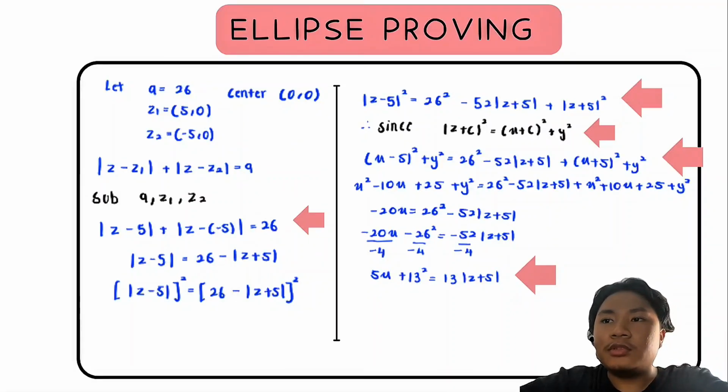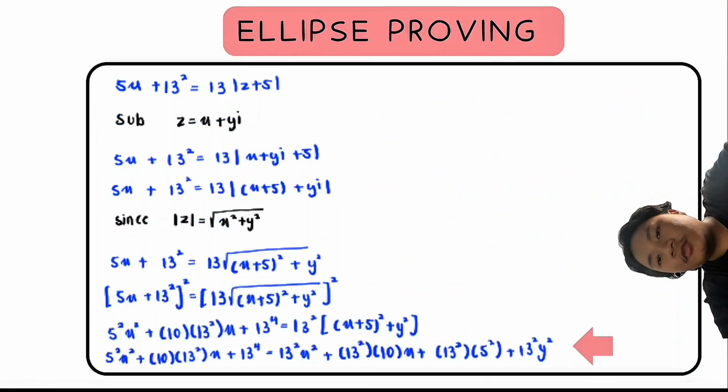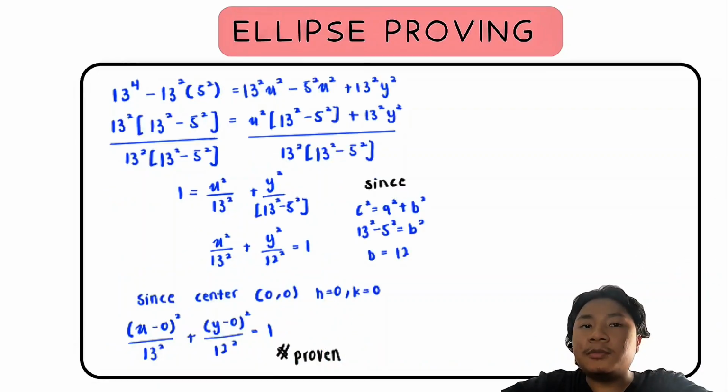So after that we sub into the formula and we can solve the algebra here. And after that we should sub z equal to x plus yi. And after that we should get this, and using the Pythagoras identity, we can prove the equation. Since our center is 0, 0, so h and k is 0. So the equation is proven.